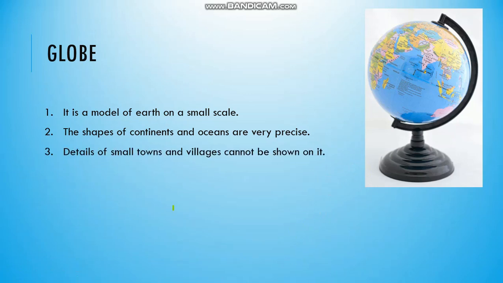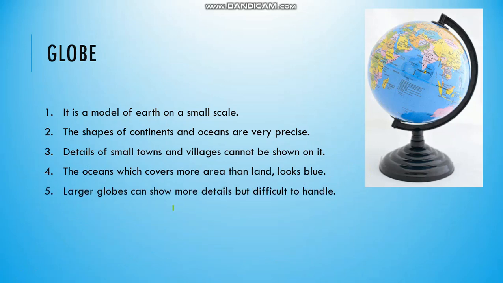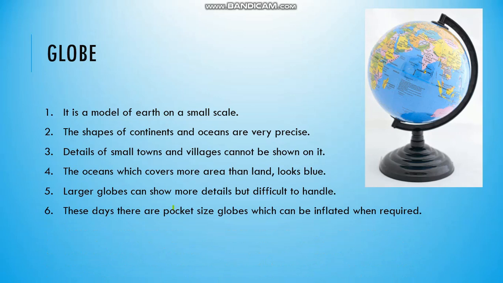Details of small towns and villages like Kosi cannot be shown on it. So this is a drawback of globe. The oceans which cover more area than land look blue. Larger globes can show more details, but the more size, the more difficult to handle. That is why we normally see a small size globe in offices. These days there are pocket size globes also which can be inflated like a balloon when required.